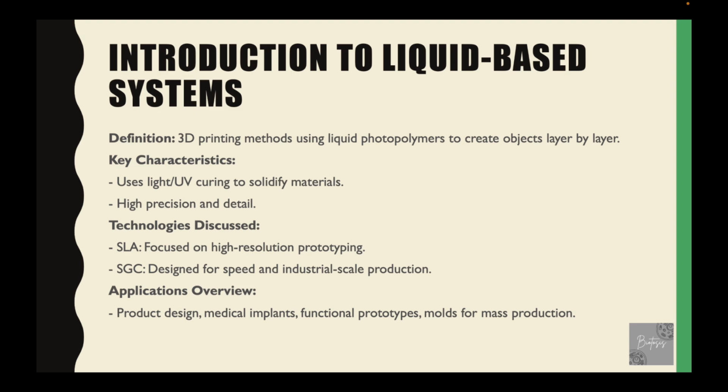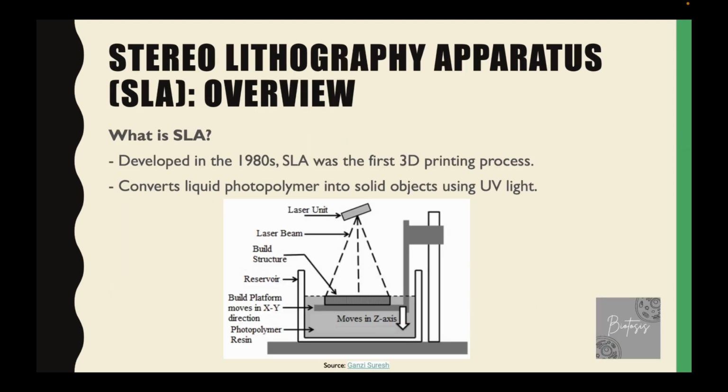Applications are the same as we discussed earlier: product design, medical implants, functional prototypes, molds for mass production. Moving on, let's see what SLA is. That stands for stereolithography apparatus. It was developed in the 1980s. SLA was the first 3D printing process, and it converts liquid photopolymer into solid objects.